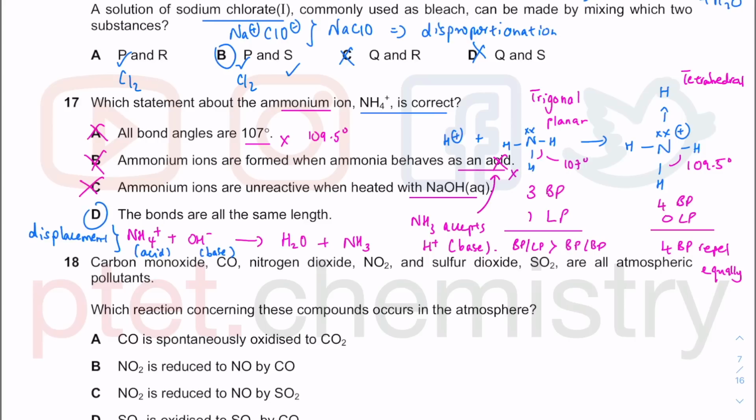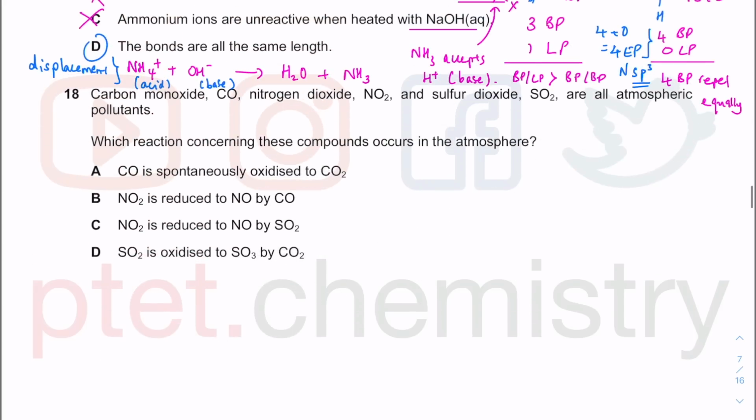The bonds are all the same length because of hybridization with 4 bond pairs and 0 lone pairs. 4 plus 0 gives you 4 electron pairs. This is actually nitrogen sp3 hybridization. 1 plus 3 gives you 4 electron pairs. With hybridization, you can be assured that all the bonds are of the same length, all the bonds are of the same energy. Question 18, we have a couple of these pollutants.